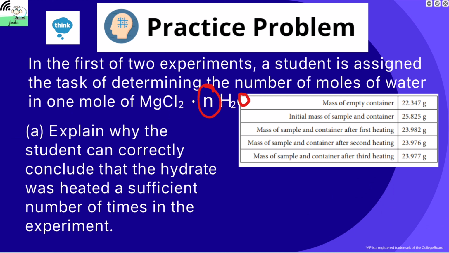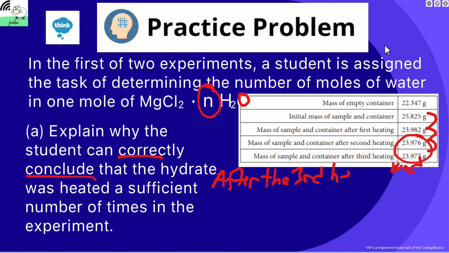First question asks, explain why the student can correctly conclude that the hydrate was heated a sufficient number of times in the experiment. And so if I look at the data here, remember what we talked about. The student had an initial sample in the container and then heated it and noticed that quite a bit of mass was lost. The student heated it a second time and noticed there was more mass that is lost. The goal here is to heat until we have a consistent mass across the board. So I know I've heated this enough because after the third heating, the mass did not change.